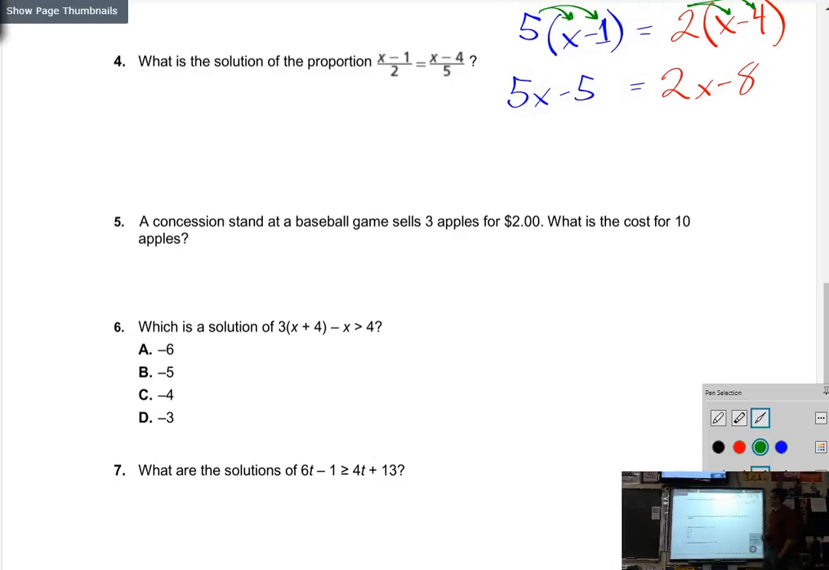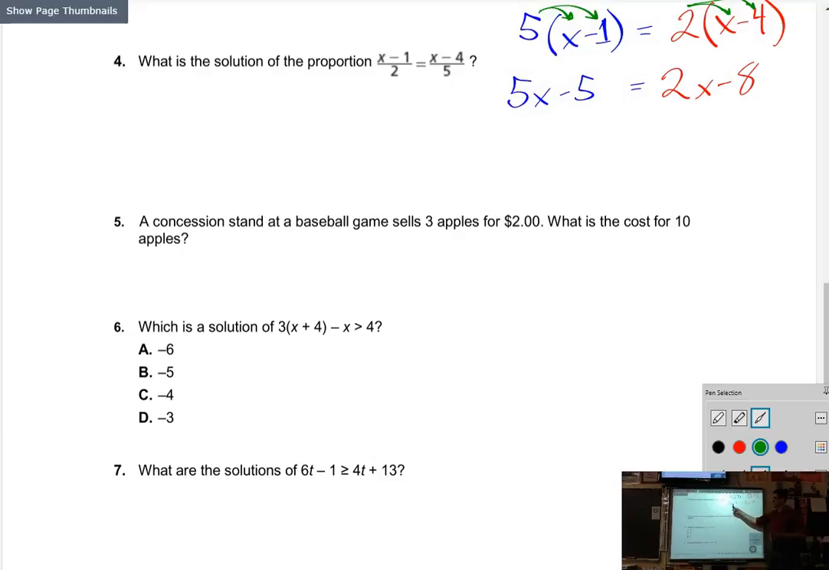All right, so in number 4, we start out by cross multiplying. So the 5 multiplies by x minus 1 and the 2 multiplies by x minus 4, leaving us with 5x minus 5 after we distribute and 2x minus 8 after we distribute. From there, you have 4 options, which makes your life really hard because you've got to make the choice.